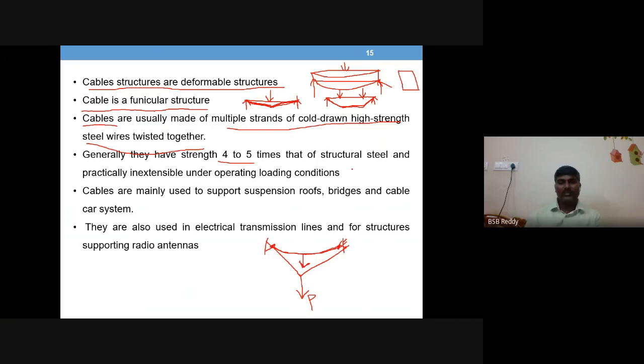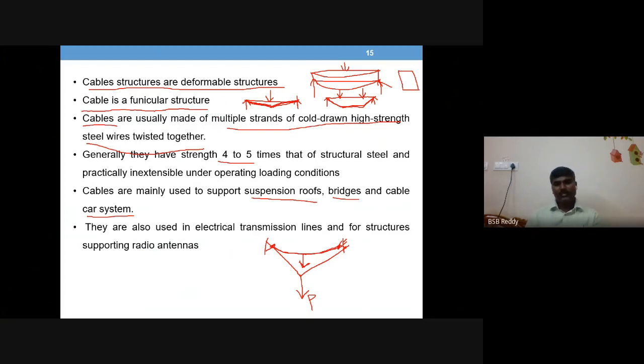4 to 5 times the strength of normal structural steel, that is HYSD bars. Okay, so cables are mainly used to support suspension roofs, bridges, cable car systems, and many others. Just to name a few, these are the examples. They are also used in electrical transmission lines and for structures supporting radio antennas.